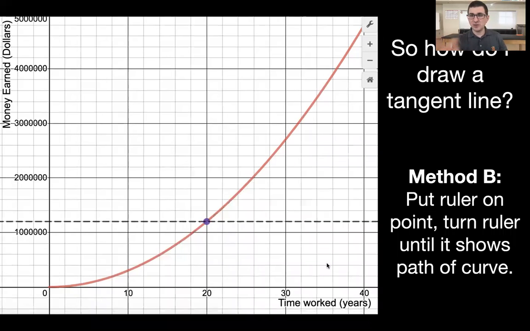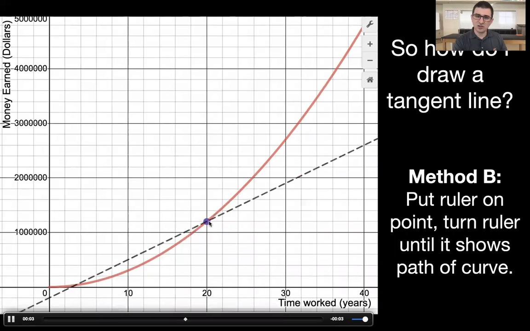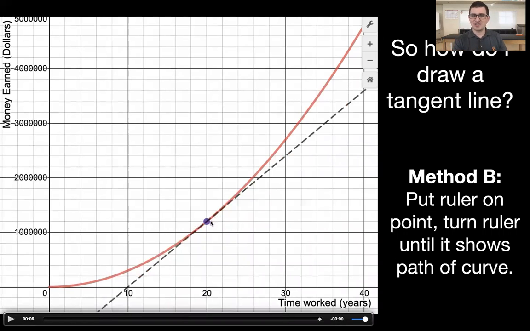Method B is a little bit different, but gives you the exact same result. So method B is you take your ruler and you plop it right down on the point. So your ruler never leaves the point. But all you're going to do is you're going to turn your ruler slowly until it shows the path of the curve, until it is tangent or parallel to that point. So this is what this looks like. If we take our ruler and we put it horizontal, and then we turn our ruler until it looks like it is parallel. And so that is going to be our tangent line.